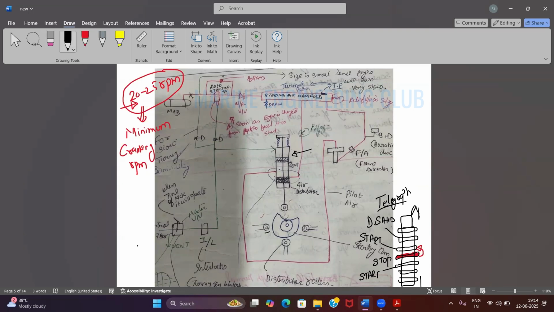So what happens as soon as I put my telegraph from stop to start? This control air will go, it will pass through the vent, which will be closed, of your master valve. It will pass through all the interlocks. I will discuss later on what all the interlocks are. Like a turning gear interlock is also there. If turning gear is engaged, your engine will not start. Agreed?